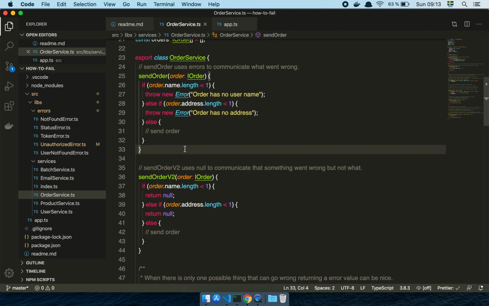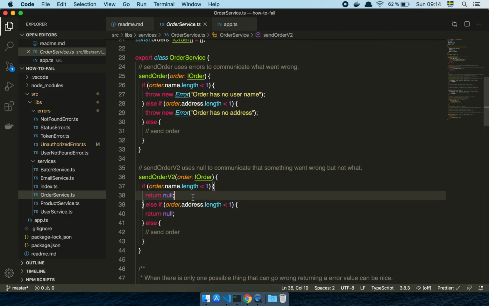If there's only ever one thing that can go wrong, returning an error value that represents that something went wrong is a very nice way of communicating that it did go wrong. In this scenario, however, I think that we're doing it incorrectly. Can you spot the problem? Well, the problem here, if you ask me, is that there is more than one thing that can go wrong. If something's wrong with the name, we're going to throw an error that communicates to the caller that something was wrong with the username. But if something's wrong with the address, then we're going to communicate that there was something wrong with the address. But here, there's no way for us to know what went wrong.